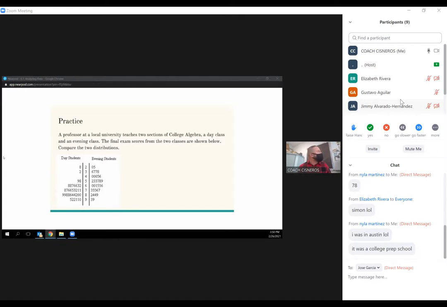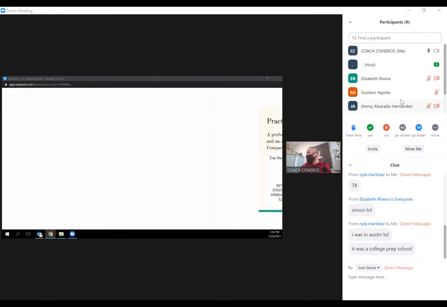Here are two sections of a college algebra class, a day class and an evening class, and their final exam scores. If it asks you to compare two distributions, compare them. Give me the center for both of them. Give me the shape for both of them. Give me the unusual features for both of them. I'm going to go through this kind of quick so we can wrap up.